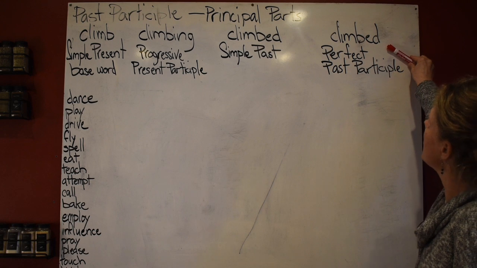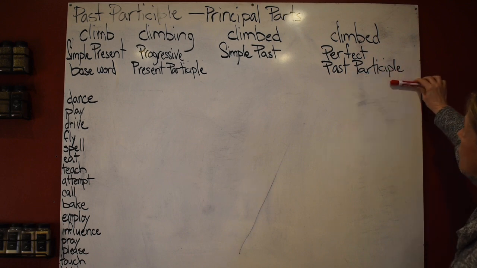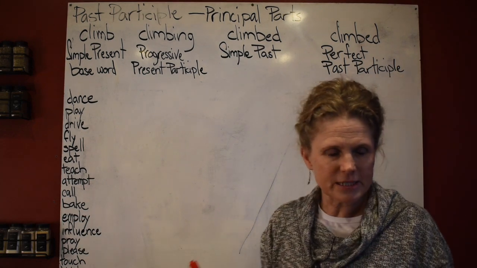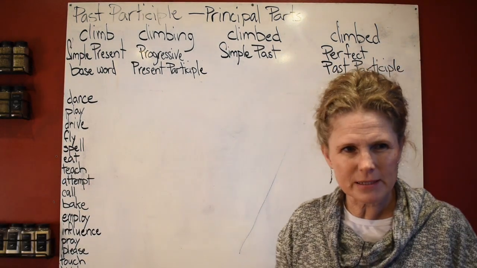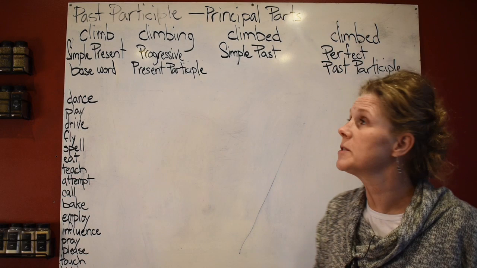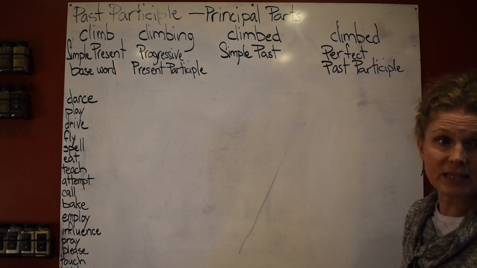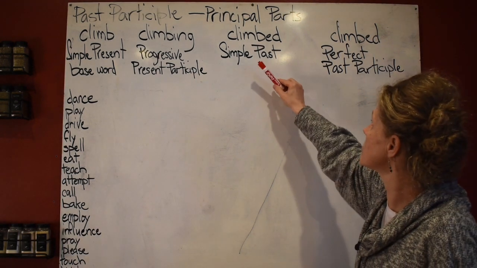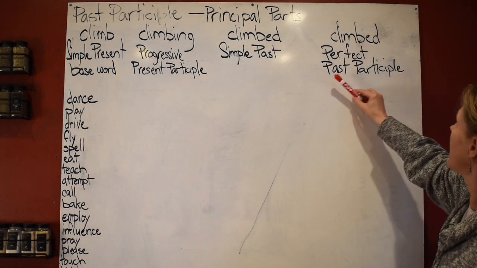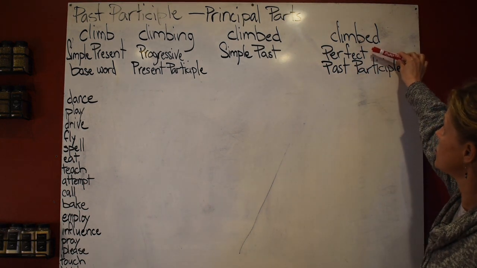And then we have climbed, which is sitting in our perfect tense, but this is our past participle. It's the same exact word, but a lot of people don't understand what's the past tense and the past participle. When you are working with regular verbs, your simple past and your past participle will be the exact same word. But you need to understand that the simple past does not take an auxiliary verb, and the past participle takes an auxiliary verb, and then it puts you in the perfect tense.